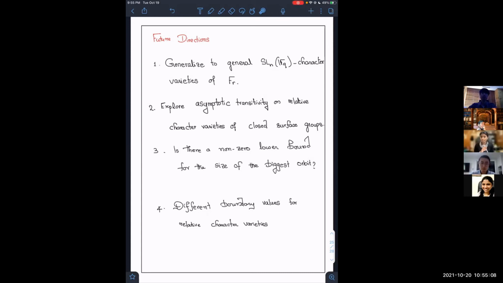The one I did right now is for the identity case, when the conjugacy class is identity. So I want to look at other values for the boundary components, non-central ones. If it is central and not identity, then the character variety is just 1 point, so it's not interesting. But for non-central values for the boundary component, I want to see how the action looks. So these are the few directions that I'm currently trying to work on.